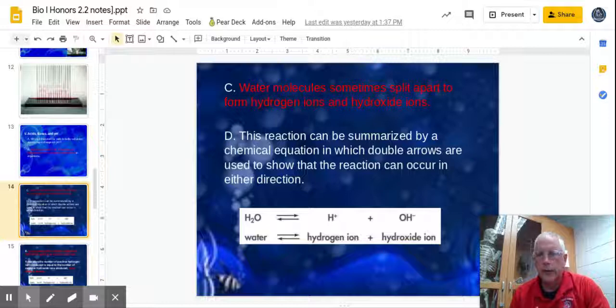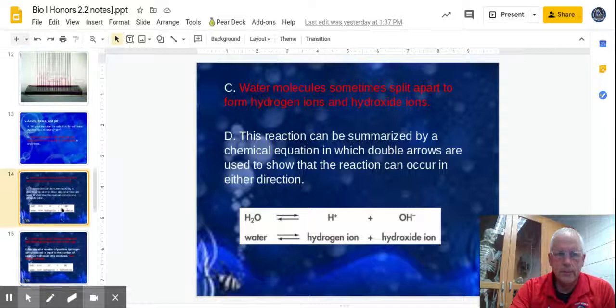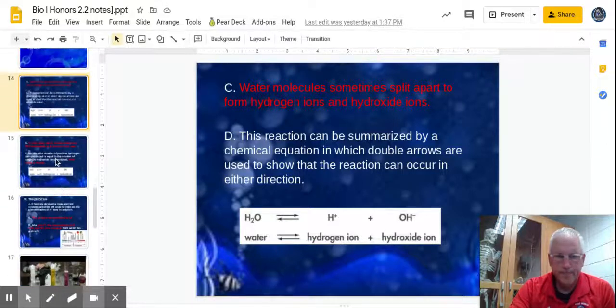One is called hydrolysis. That's what it shows on the top. And then when we put it back together, that would be dehydration synthesis. We'll talk more about that in photosynthesis and respiration. So what happens when hydrogen splits off of the OH? That's basically what we're going to talk about today.